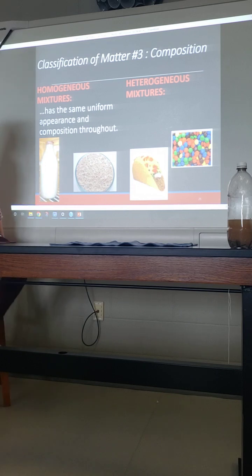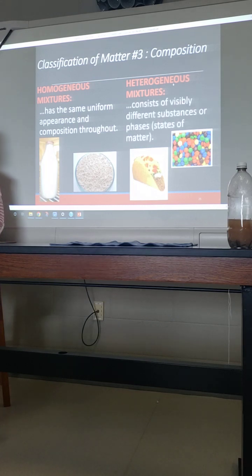Our heterogeneous mixtures obviously are going to look different. They consist of visibly different phases or states of matter, or items.